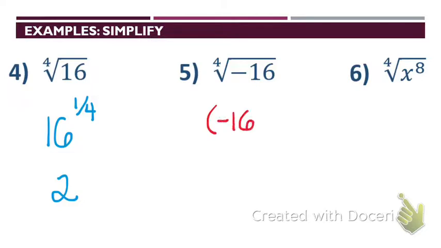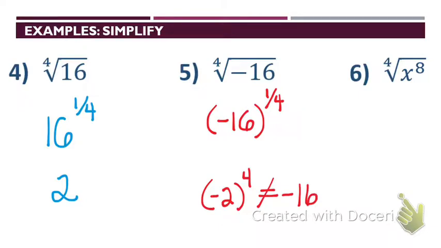So put parentheses because it's a negative base. If you were to try it in your calculators, if you take -2 to the power of 4, you do not get a -16. Okay, you can't do that. So that's why we have to treat this one differently. Whenever there is a negative under an even index, we got to take it out. So this is the wrong way to do it. So now let's do it the correct way.